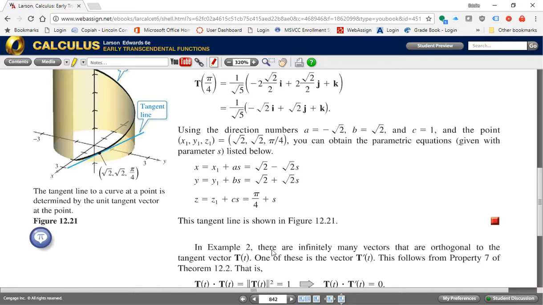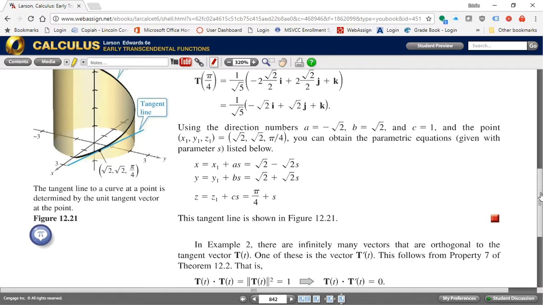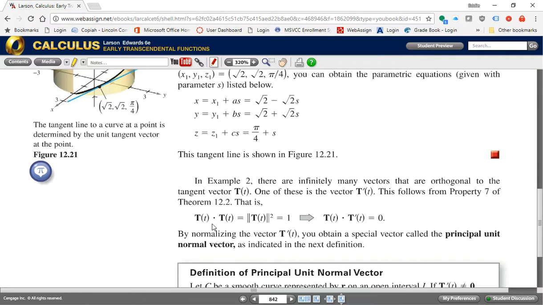In example 2, that's the example we're looking at, there are infinitely many vectors that are orthogonal to the tangent vector T of 2. And what's orthogonal mean? Perpendicular. There are infinitely many vectors that are orthogonal to the tangent vector. One of these is the vector T prime of t. This follows from property 7 of theorem 2.1. I'm not really worried about this, but let's just keep going with it. Capital T of t dotted with capital T of t equals the magnitude of T of t squared equals 1. Dot something with itself. But then here it says that implies that T of t dotted with T prime of t equals 0.